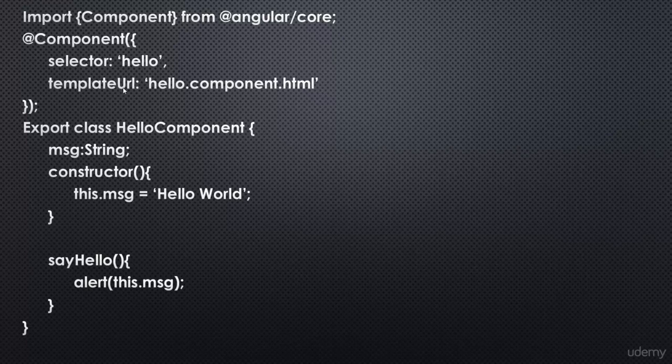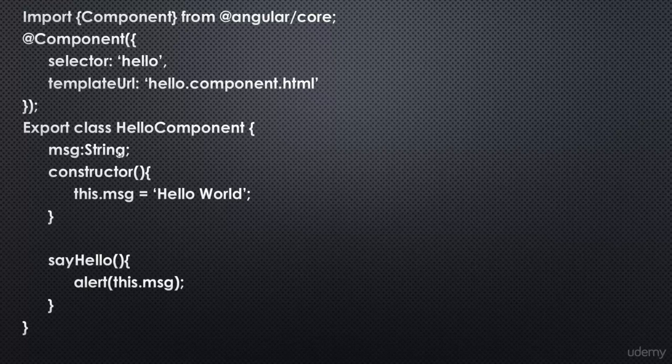Okay, we can also assign a template URL, in this case hello.component.html. That's the actual markup that it would parse. You can also use just template here, and you can put actual HTML inside of quotes. Alright, we have the class, which in this case is called HelloComponent, and we have one property here, message or msg, and we assign that to a string.